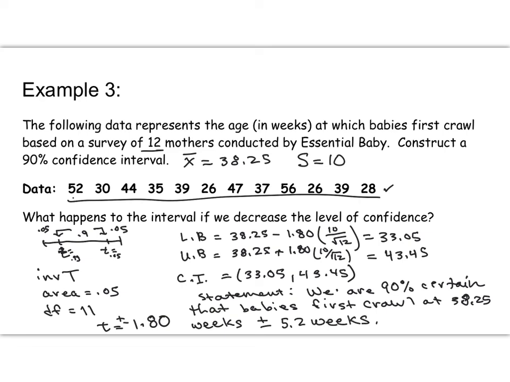Right, because the difference between my average and the lower boundary here is 5.2, and the same thing, the difference between my middle and my upper boundary is also 5.2. All right, that's it.